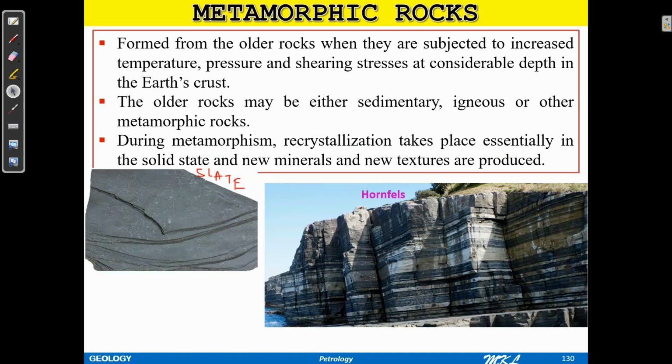What is the grade? I have already discussed. During metamorphism, recrystallization takes place essentially in the solid state, and new minerals and new textures are produced. In your last combined class, I initially told you about metamorphic rock like slate, and at this point I hope you got some idea about metamorphic rock, because you did attend a class yesterday or the day before yesterday. Okay.